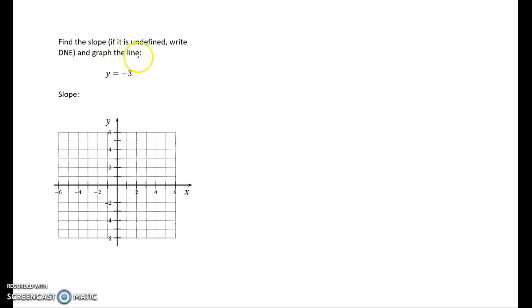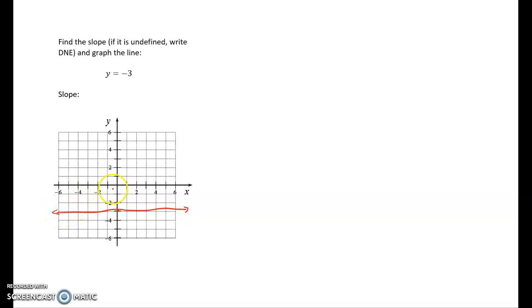We need to find the slope, if it is undefined, right, does not exist, and graph the line. So I'm actually going to first start by graphing this line. It's at y equals -3, so I know that's down here, and the line needs to be y equals -3 for the whole time, and so it's just going to be a line through this place where y equals -3.